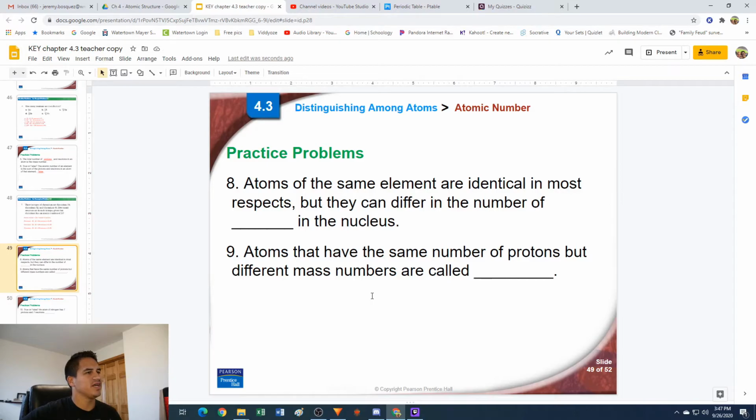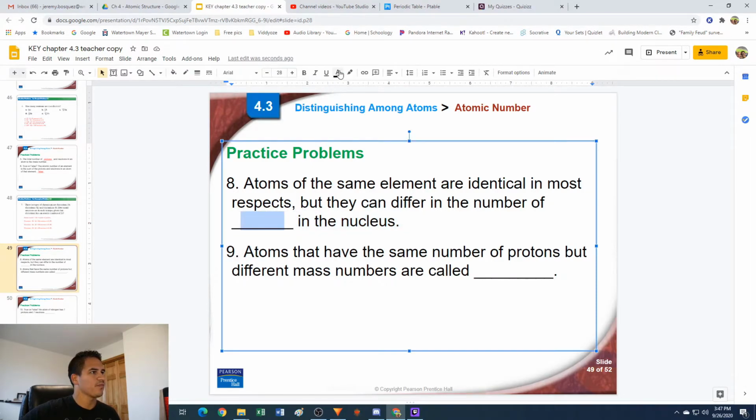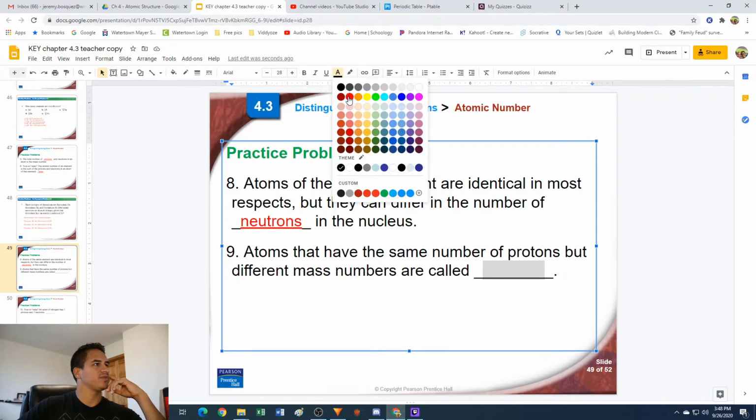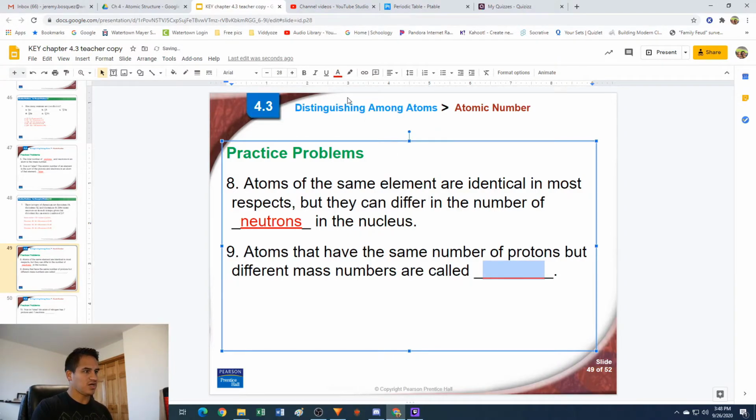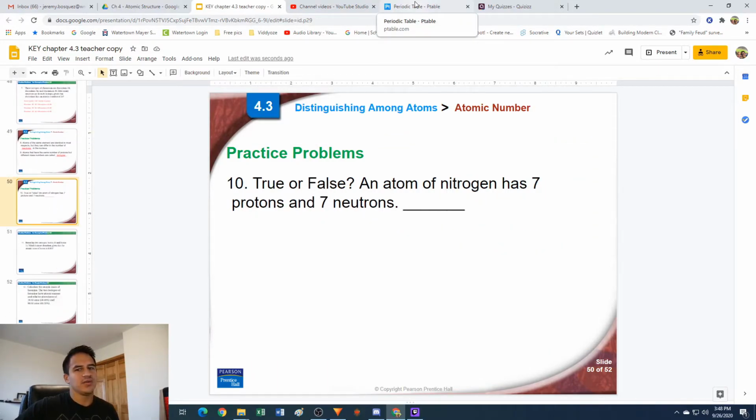All right, number 8. Atoms of the same element are identical in most respects, but they can differ in the number of blank in the nucleus. All right, so these are isotopes that they're talking about here. And they will have the same number of protons, but different number of neutrons in the nucleus. Therefore, they have different masses and different mass numbers. Number 9, atoms that have the same number of protons, but different mass numbers are called. All right, well, we just talked about that 20 seconds ago. These are called isotopes. Okay, so they have the same number of protons, different number of neutrons, which gives you a different mass number.